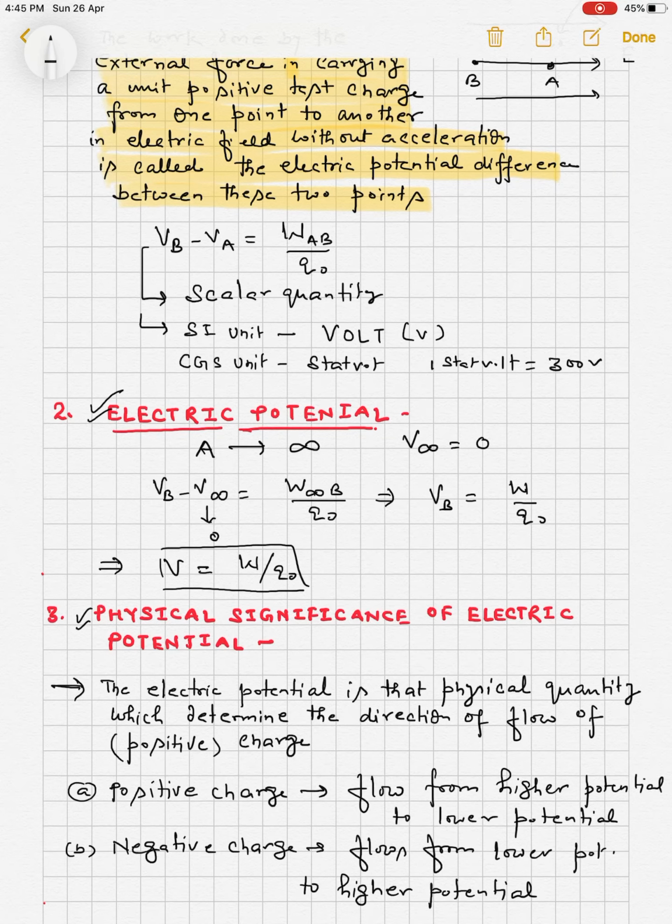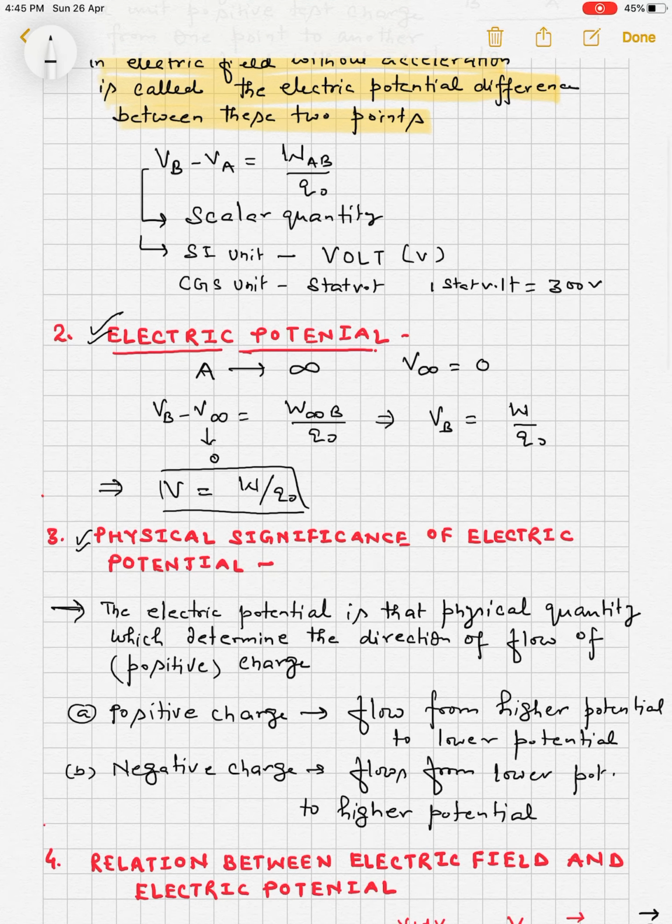It is similar to heat. Heat always flows from higher temperature to lower temperature. Water always flows from higher pressure to lower pressure. Similarly, the quantity that tells the flow of charge is electric potential. So positive charge always flows from higher potential to lower potential, while negative charge flows from lower potential to higher potential. Now the next is the relation between electric field and electric potential.